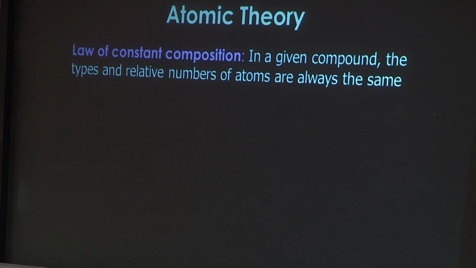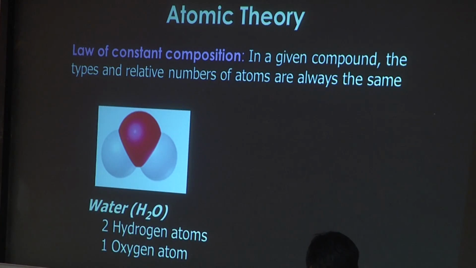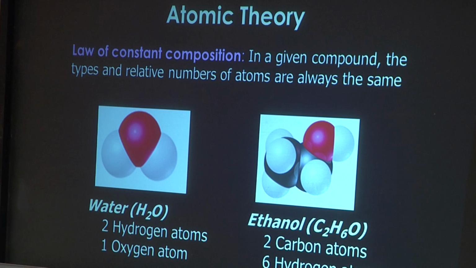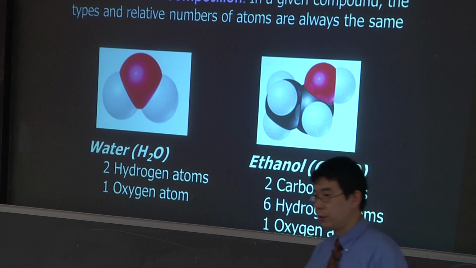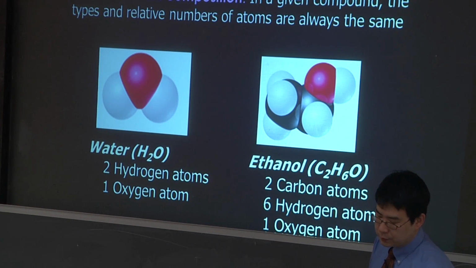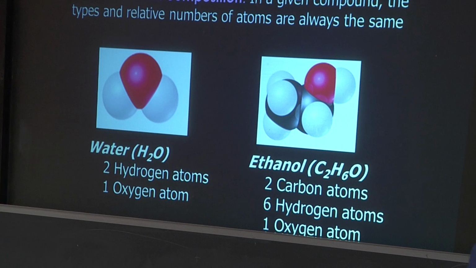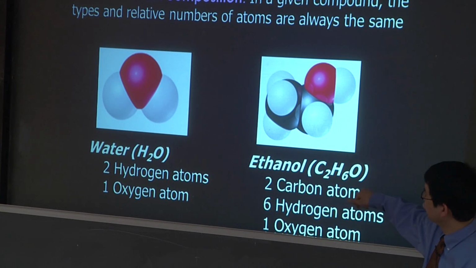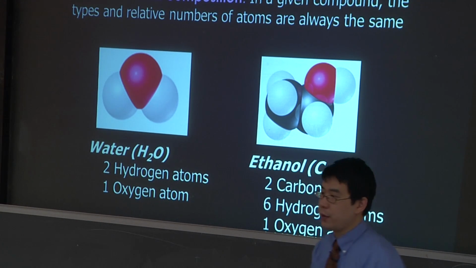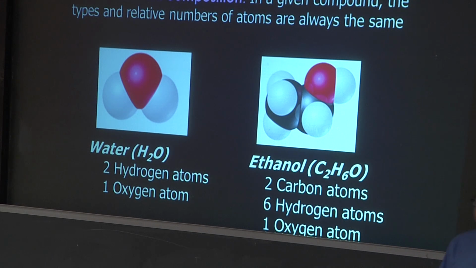Another law, the law of constant composition. In a given compound, the type and relative numbers of atoms are always the same. So water always has two hydrogen atoms and one oxygen atom. Ethanol always has 2 carbon atoms, 6 hydrogen atoms, 1 oxygen atom. And this comes essentially from point 3 and point 4. So again, ethanol, regardless of the source, is always going to have 2 carbons, 6 hydrogens, and 1 oxygen, whether you get the ethanol from the lab or from the bar.